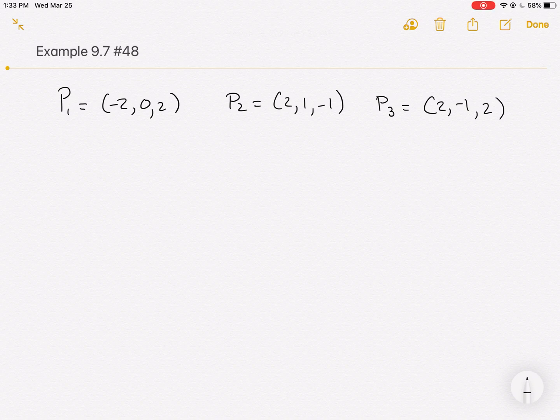In the last part of the homework, they're giving us some problems in which we need to find the area of a parallelogram, and they describe how to do that in the book. You can get the area of the parallelogram by taking the magnitude of the cross product of two adjacent sides.